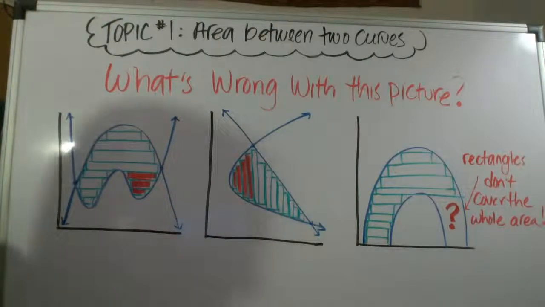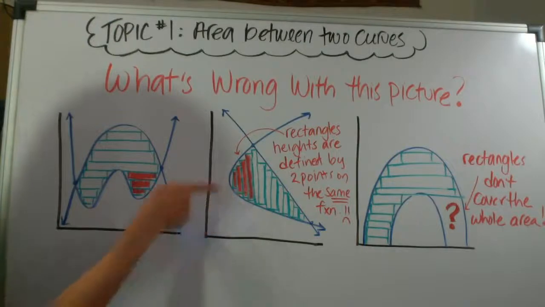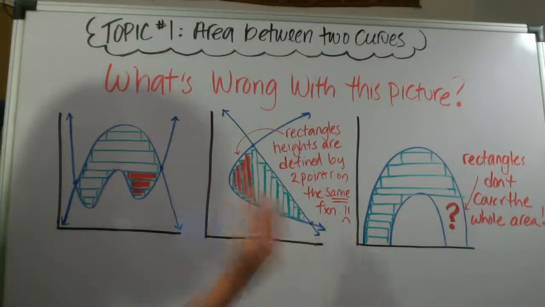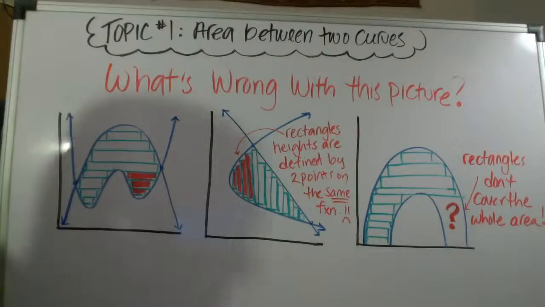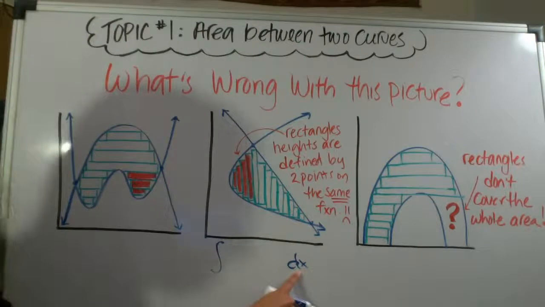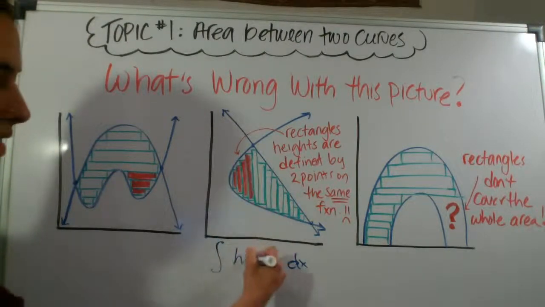Let's talk about this middle one here. The problem with this side, the heights of each of these rectangles are determined by 2 points that are part of the same function. Why is that a problem? Well, the best way to understand why it's a problem is to think about the next step. The next step here would be to write the integral. Now, since my rectangles are vertically oriented, this is going to be an integral with respect to dx. The little widths of the rectangles are dx's. And so what do you have to multiply times dx? You have to multiply the height.